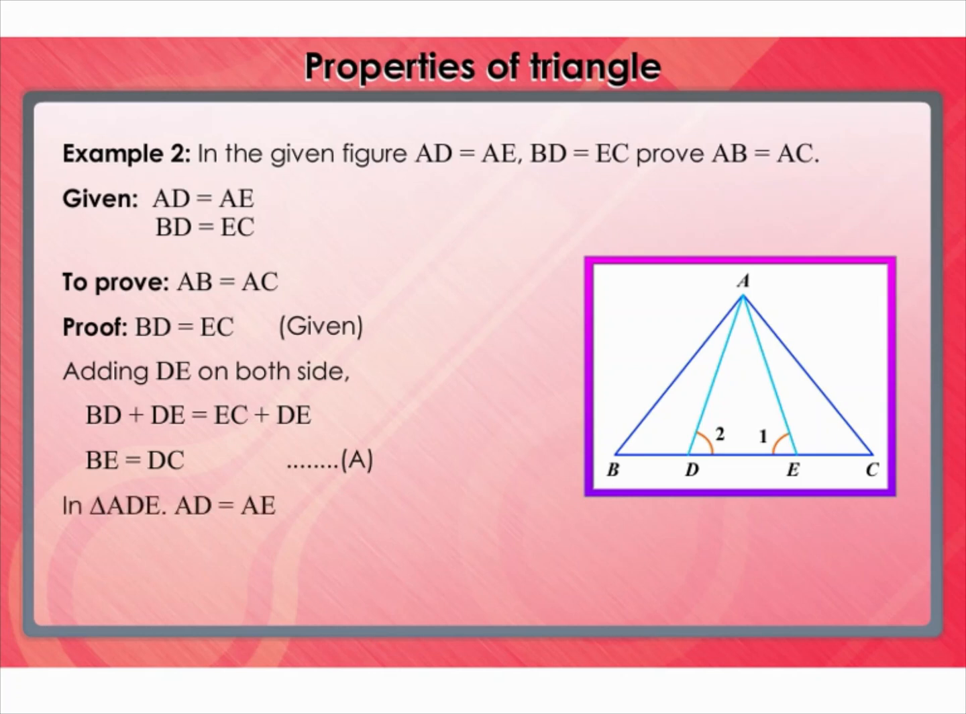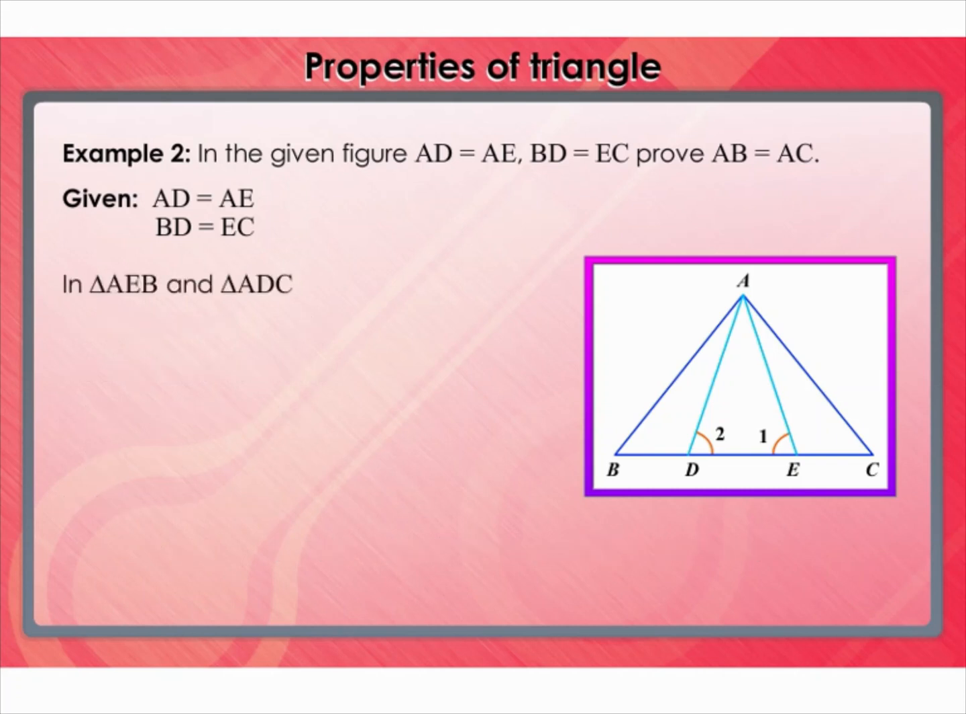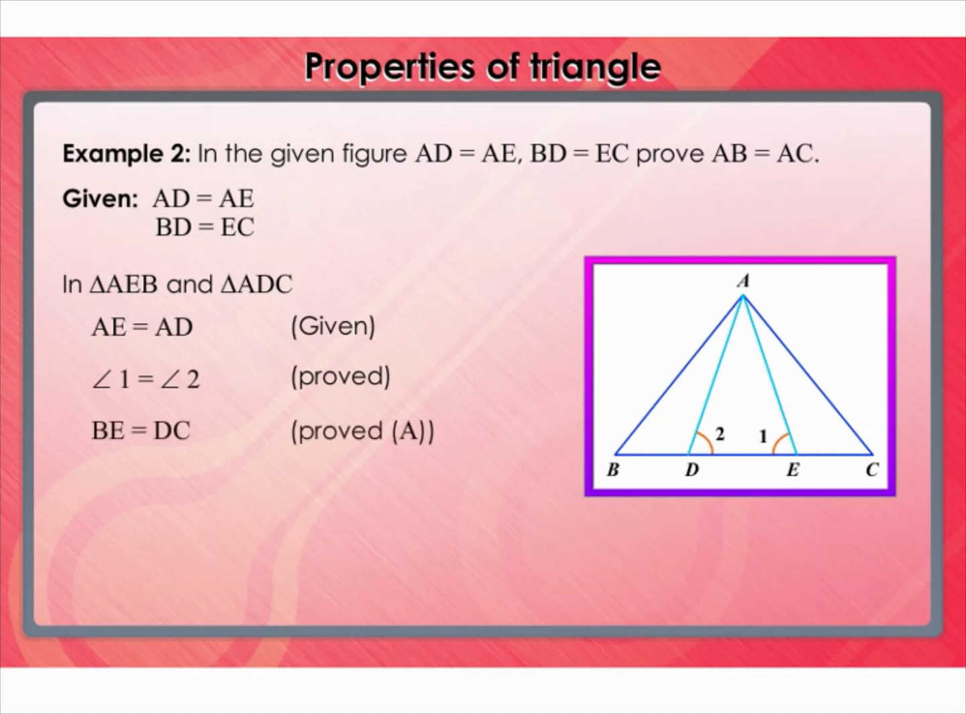In triangle ADE, AD is equal to AE. This implies angle 1 is equal to angle 2, since angles opposite to equal sides are equal. In triangle AEB and triangle ADC, AE is equal to AD. Angle 1 is equal to angle 2. BE is equal to DC, which is already proved in equation A. By ASA, triangle AEB is congruent to ADC. Thus, by CPCT theorem, AB is equal to AC.